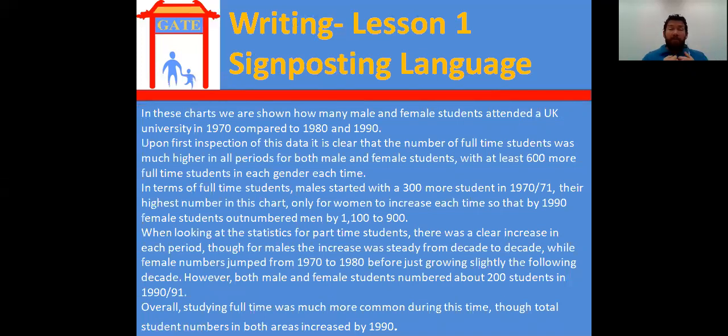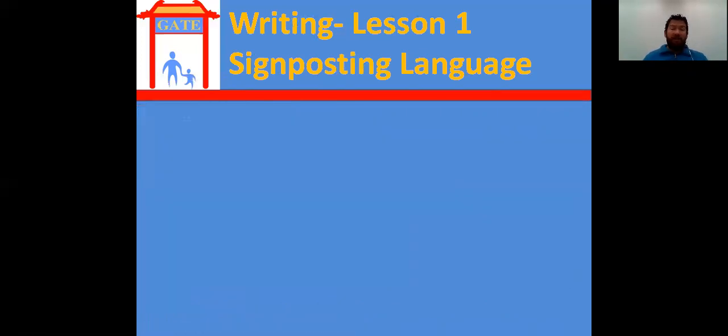It's important because it makes it clear to the reader what this paragraph is about. It makes it clear, for example, with that while, that this next sentence is going to be a bit opposite to the sentence before. Okay, so males increased steadily, but women jumped quite a lot in that time. Very different trends. Okay, signposting language is making that clear. So let me show you some signposting language.